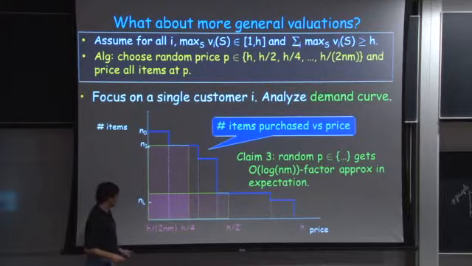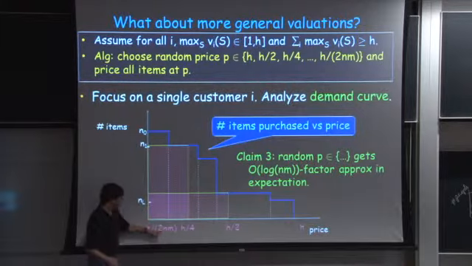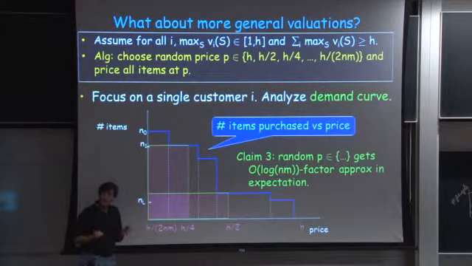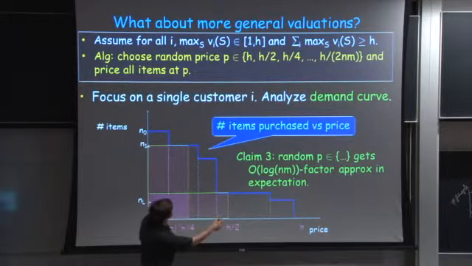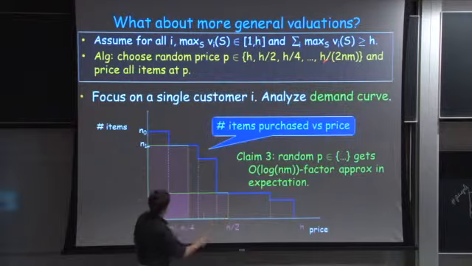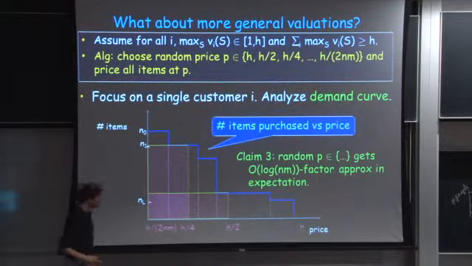That little tiny sliver, though, is tiny. It's this much times m, so it's only h over 2m. So it's only h over 2m for this one person. Even if you add up over all the people, it's only h over 2. And that's why I had to assume there was some amount of total money to be made, so that if I delete these little slivers, it's only a small fraction of the overall.